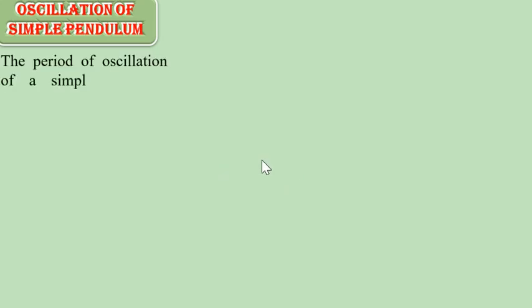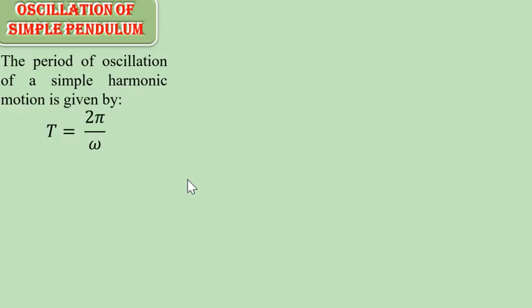So now we start. The period of oscillation of a simple harmonic motion is given by, this is a popular formula we have already gotten used to since we started discussion on simple pendulum. It's given by T is equal to 2 pi over omega, where omega is the angular frequency or the angular speed. 2 pi is a constant, so the period of oscillation of any object oscillating either in a vertical oscillation or horizontal oscillation is given by this.